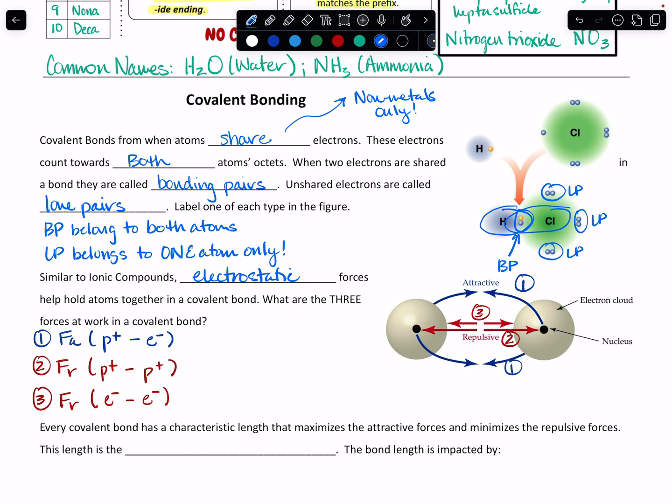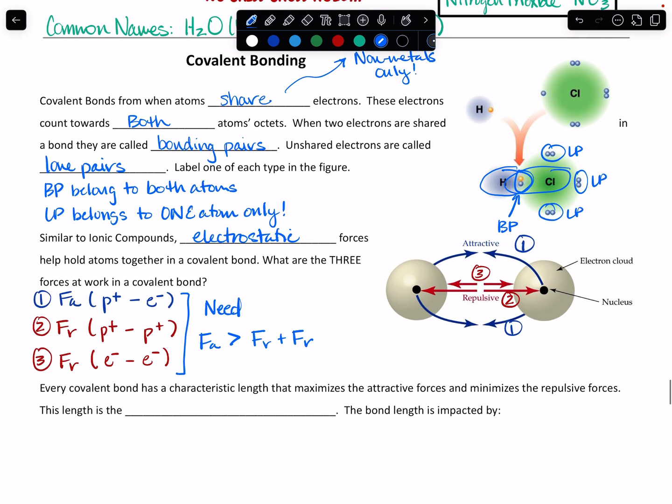In the end, we need that attractive force to be greater than the sum of those 2 repulsive forces. If that's the case, then the bond is going to form. So similar to what we saw with ionic compounds, electrostatics are still very, very important.